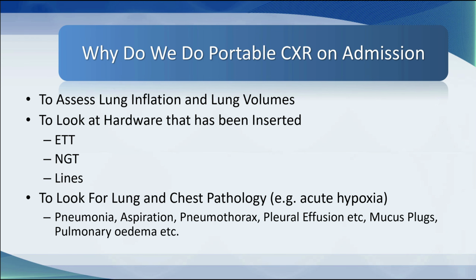We're also interested, of course, in chest pathology because frequently our patients who are admitted to the ICU have been admitted with acute hypoxemia. So we're looking for evidence of pneumonia, aspiration, pneumothorax, pleural effusion, mucus plugs, pulmonary edema, etc. Let's start off with some anatomy on the chest x-ray.